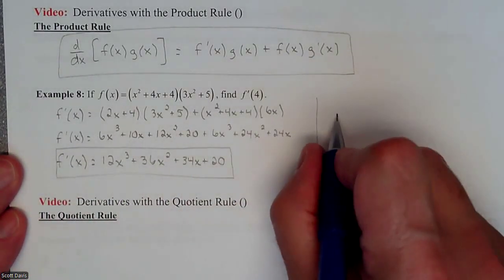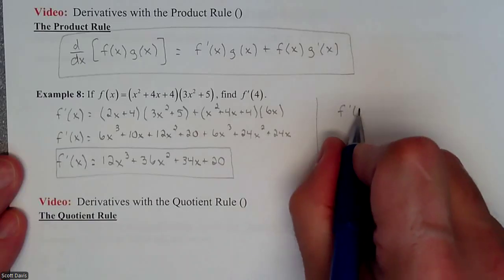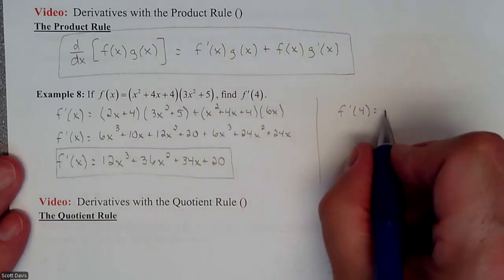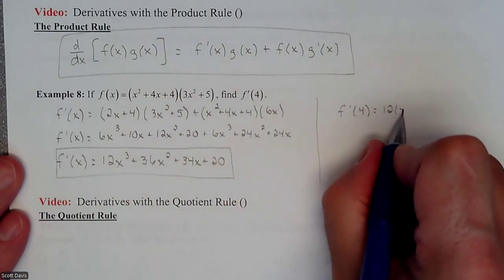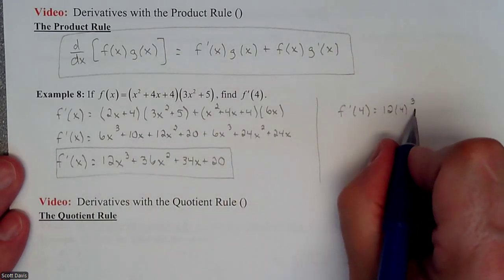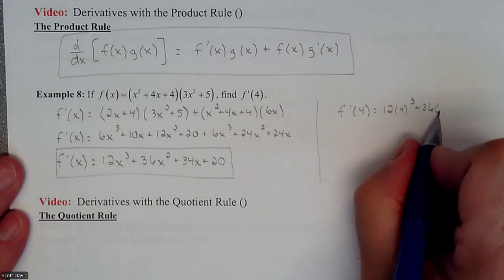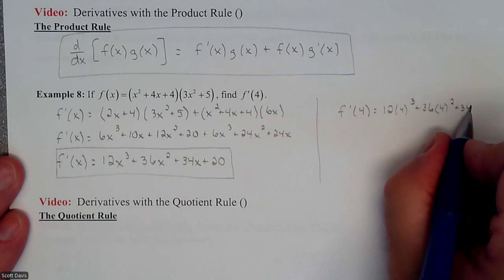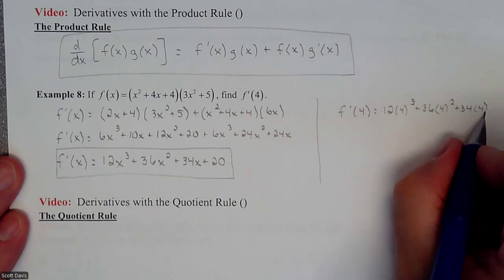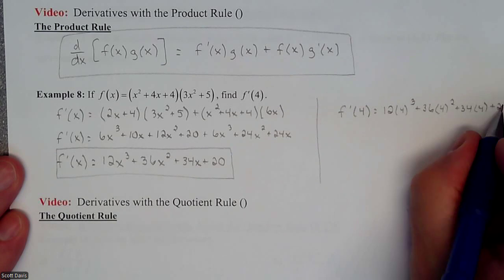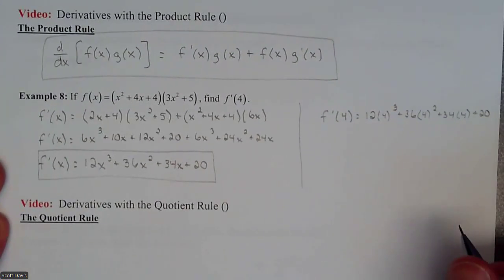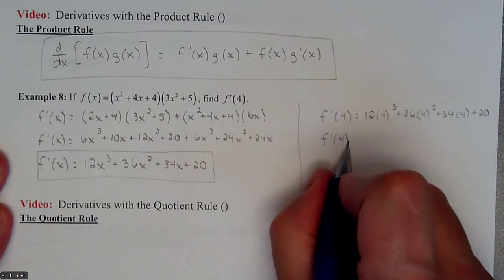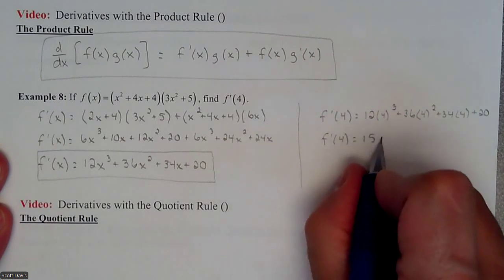Then the second part of this is what's the slope at 4? And that's us just plugging 4 into this. So we'd have 12 times 4 cubed plus 36 times 4 squared plus 34 times 4 plus 20. All right, so I would be throwing that into a calculator. If I did that, it would get me a slope of 1,500.